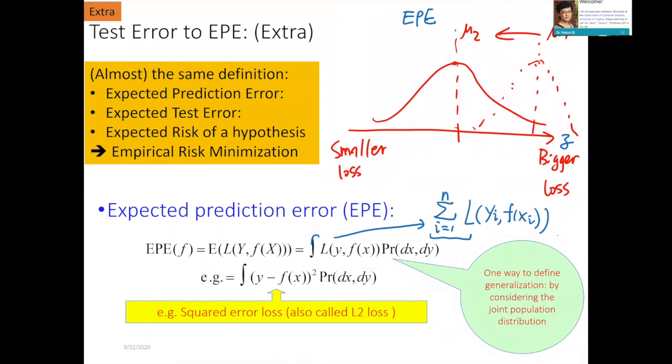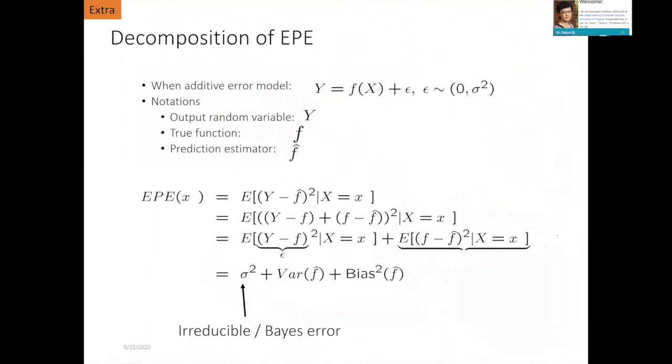Okay, so this is too much, I know, but I still want some of you to understand this, because the choices we make by minimizing the training error, there's a reason behind that. And it's this empirical approximation of the joint population distribution.